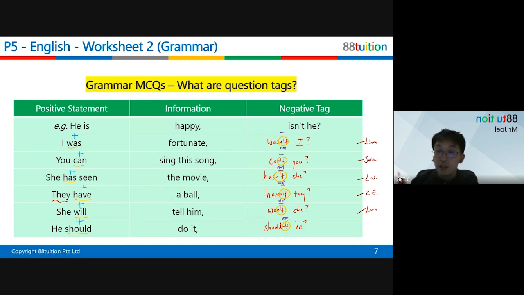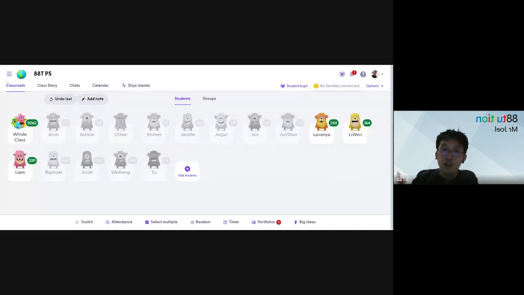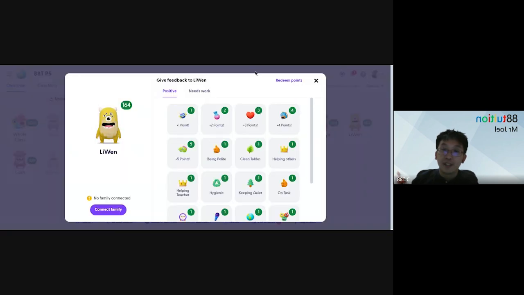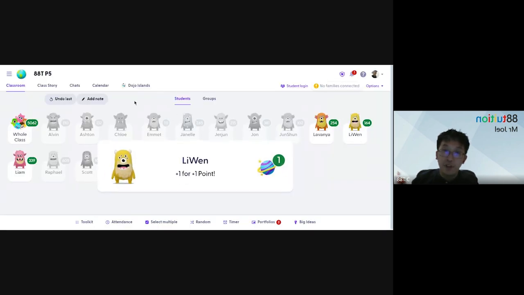All right. So for this part, unfortunately, PLD is Li Wen. No, PLD is not Li Wen, Jake. PLD is Tuan. Yeah, PLD is Tuan. Okay. So I have to give marks to Li Wen. All right, good job, Li Wen. You will get 1 point. All right, back to the question tag.